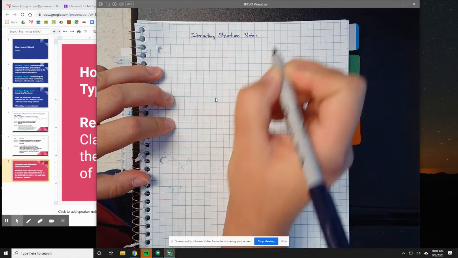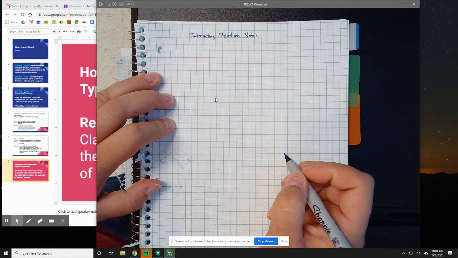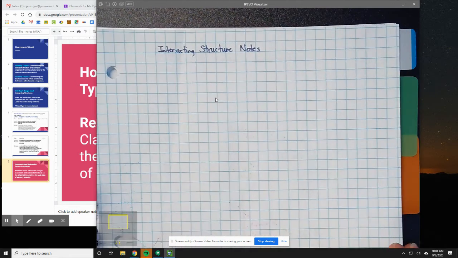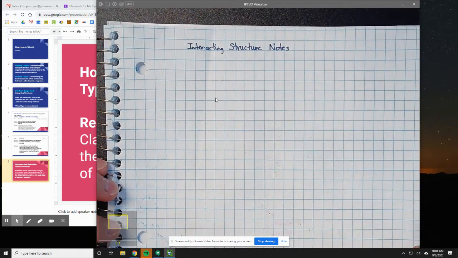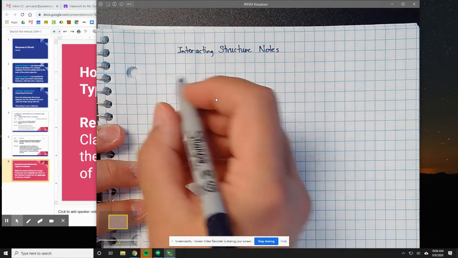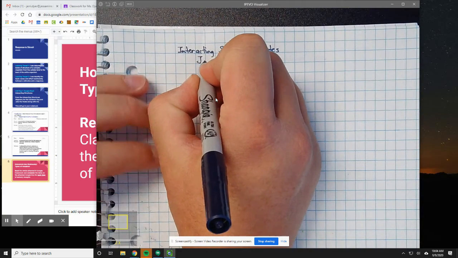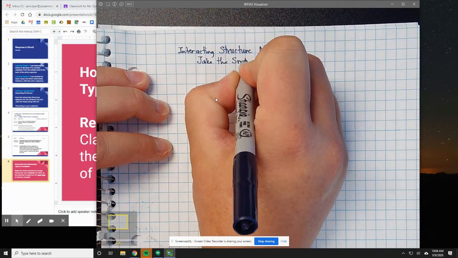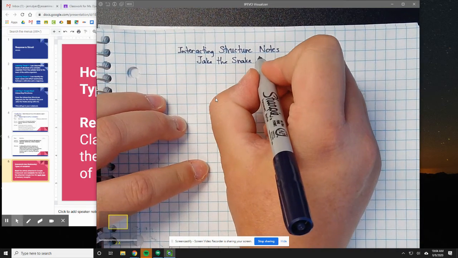When you come back in person, or as we have a little bit more time as we go through all of this, I'll show you some maybe better ways to put information in your notebook. But for right now, this works as a title, and we're just going to kind of go with it. So this is the interacting structure notes, and we are featuring Jake the snake and the gardener guy.